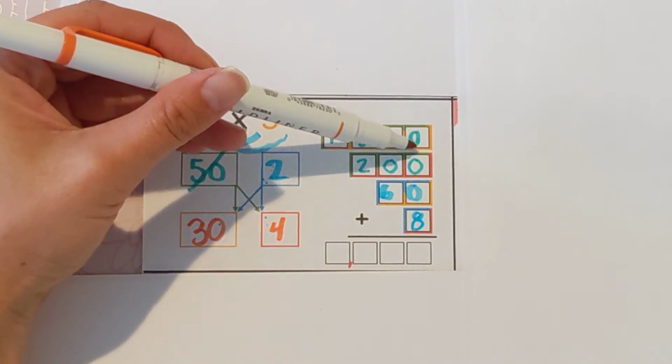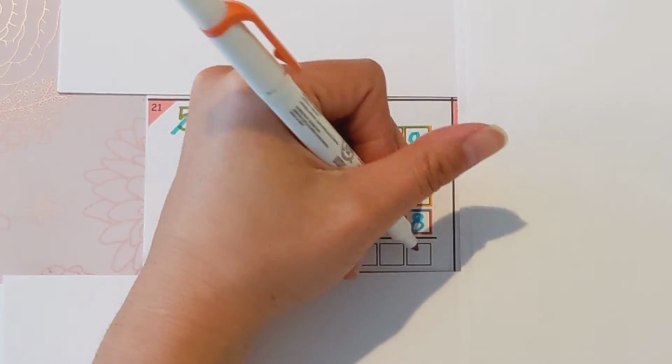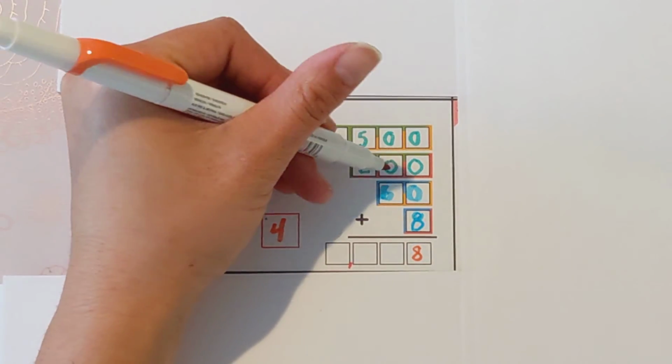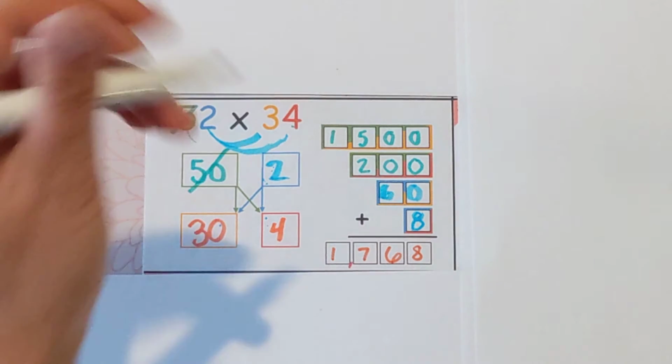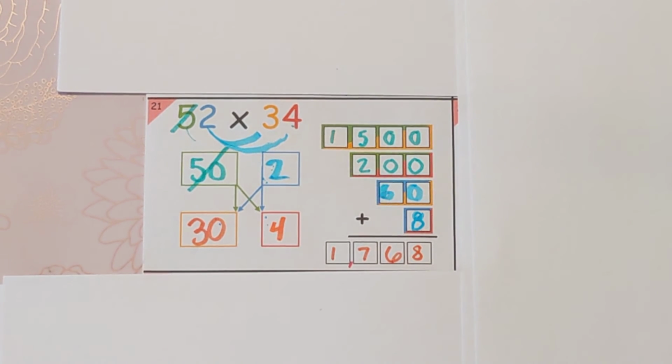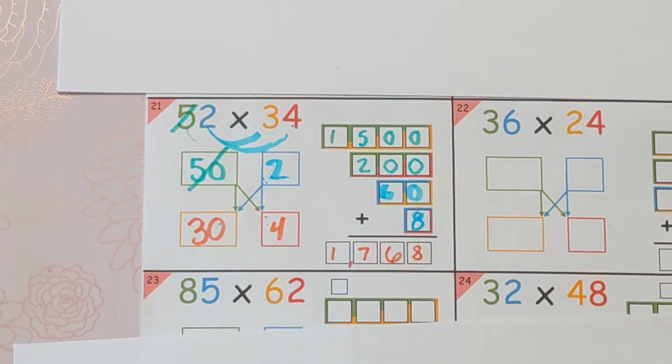Okay, so adding, starting on the right. 0 plus 0 plus 0 plus 8. 0 plus 0 plus 6. 5 plus 2. And 1 plus nothing. So we got 1,768.